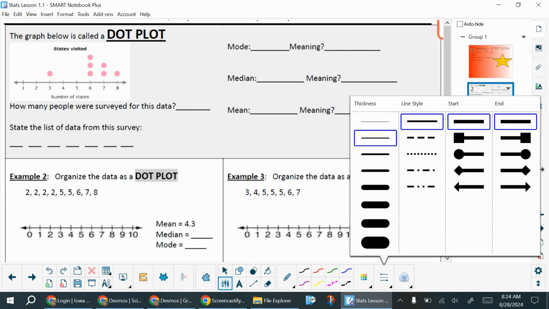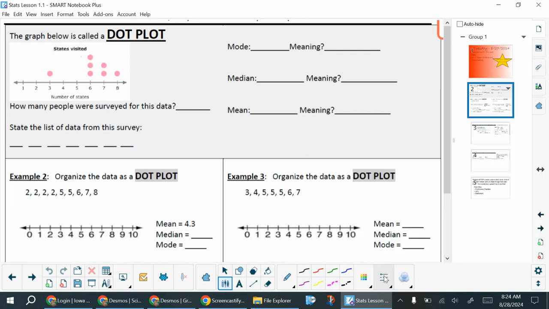So if we're looking at this first question here, how many people were surveyed for this data? Well, we just have to look at how many dots there are. In this case, there's 7 dots. So there were 7 people surveyed.